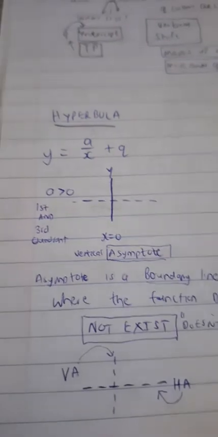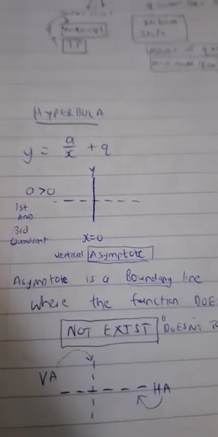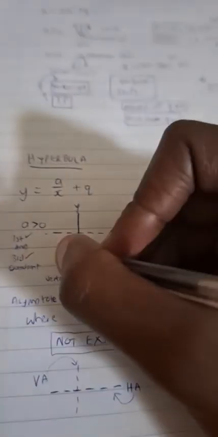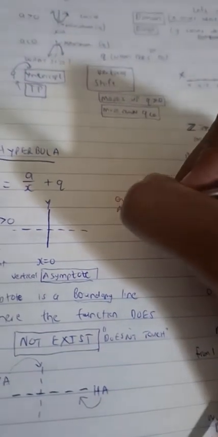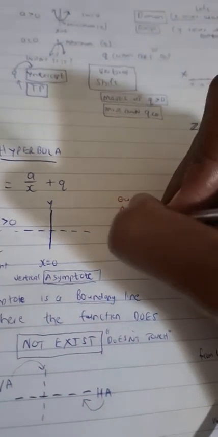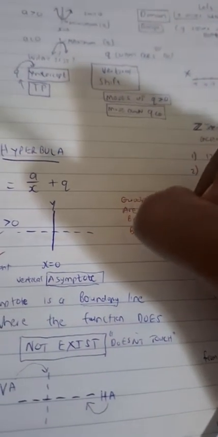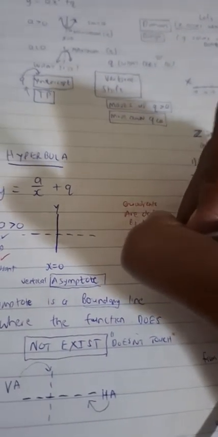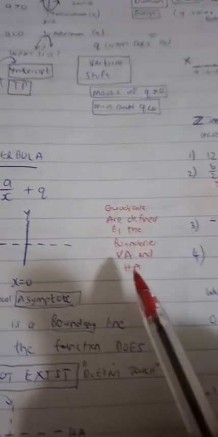Something very important to note is that your first and your third quadrant are defined by the boundaries, the VA and HA. In other words, the horizontal asymptote and the vertical asymptote.